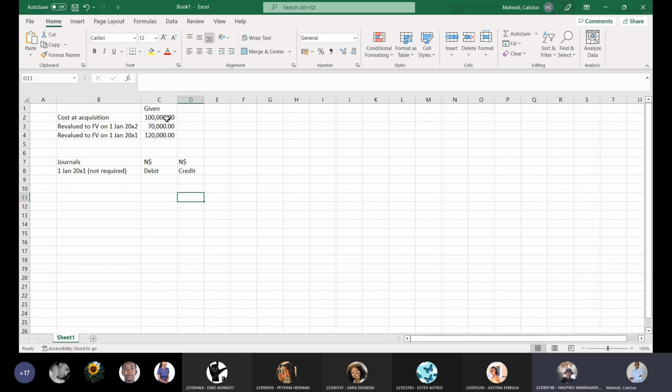So let me highlight the information that is relevant for 20x1. We have a cost and we have that revaluation on 20x1. This is not required, but I want us to prepare this so that once we go and prepare the journals for 20x2, you have a clear understanding of why we actually prepared those journals in 20x2. Okay. So what would we do? What would be the first step? Is the land increasing or decreasing in value on 1st of January 20x1?